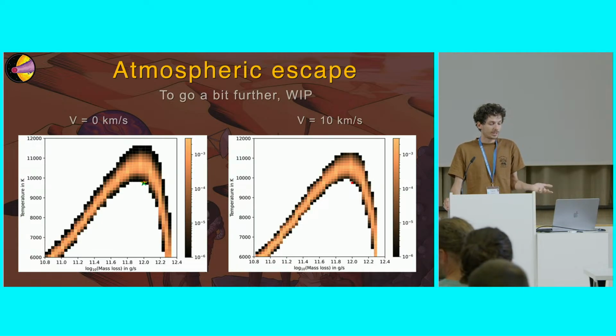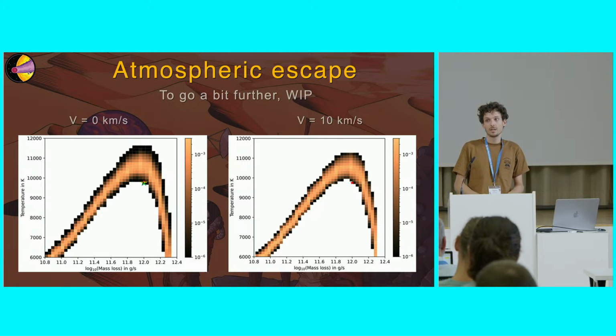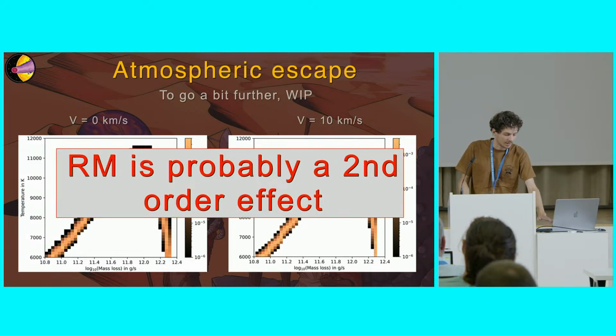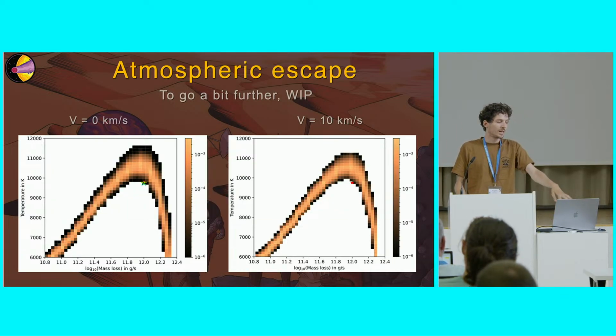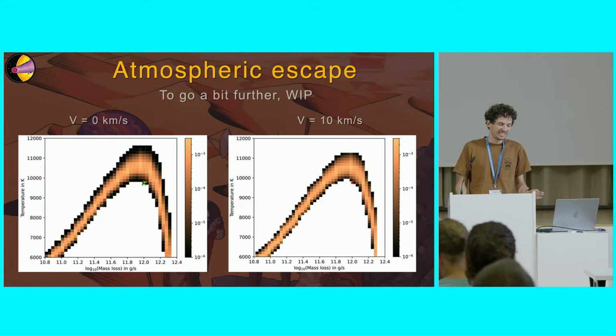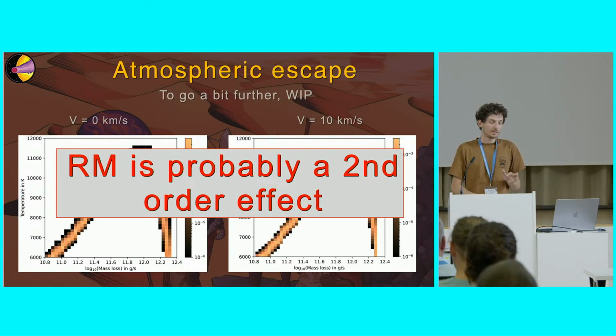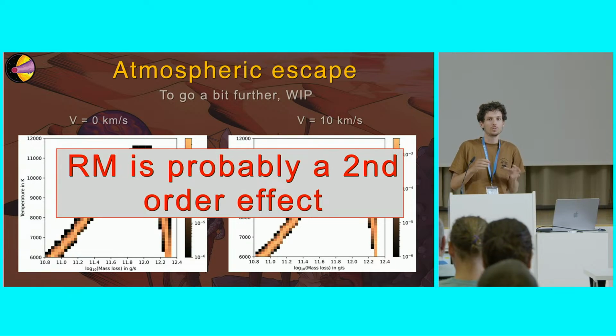What is important here is that in almost all the cases, we never retrieve the input parameters. So there is definitely a bias in the way we fit the transmission spectrum from high resolution to low resolution. I computed with a velocity of 0 and a velocity of 10 kilometers per second. They are more or less the same. There are slight differences, but it's not really important. And so the RM effect there probably plays a second order effect compared to the way we degrade the signal to lower resolution.